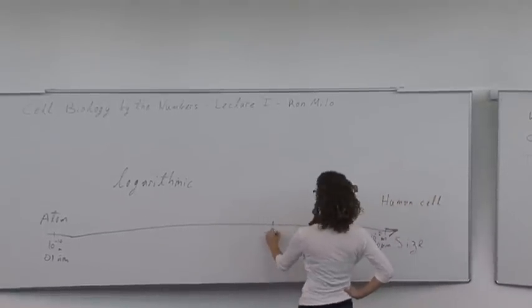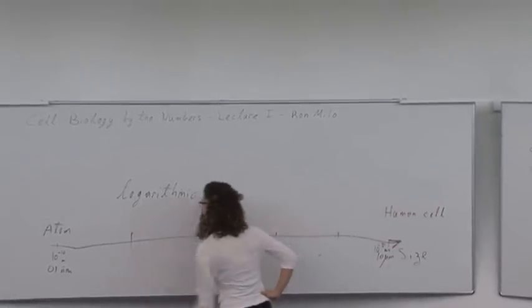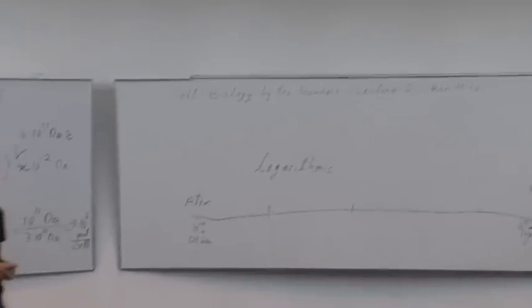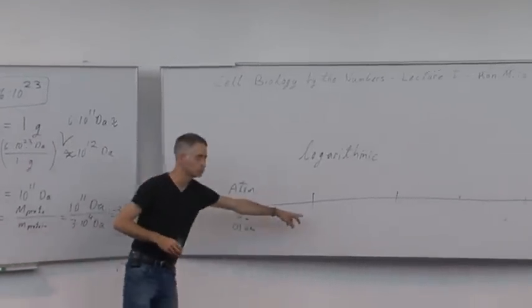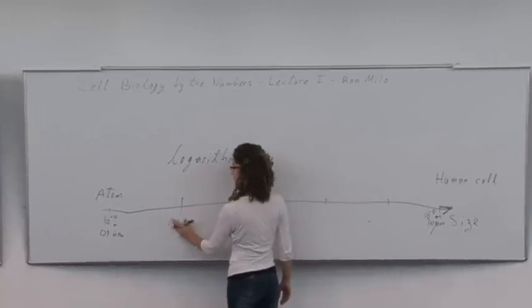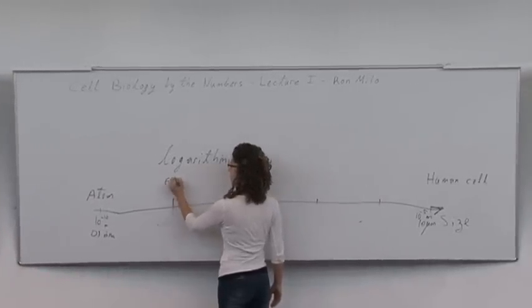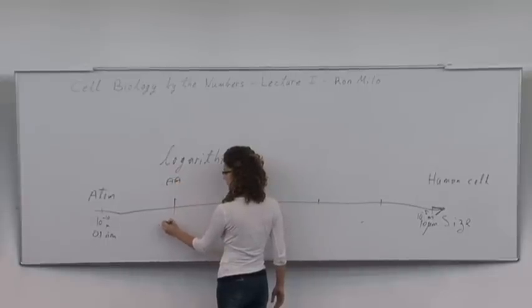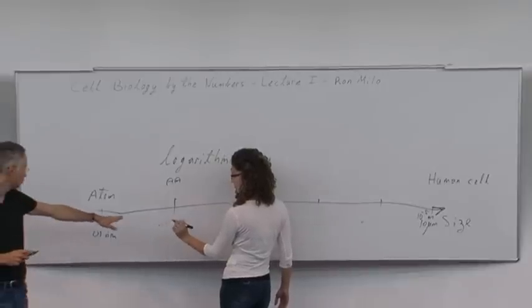Okay, so from that, very good. So now, where would our residue be? We said it's about 1 nanometer, so it would be here. Okay, what else should we put there? A protein. Okay, a protein or a nucleus. So we have an amino acid that's in the 1 nanometer.